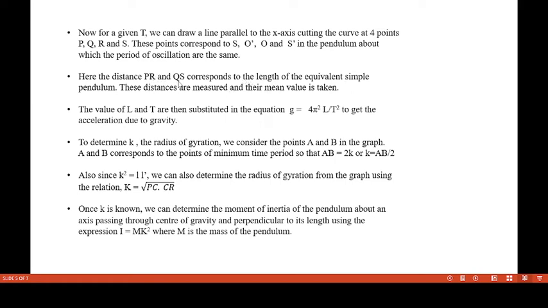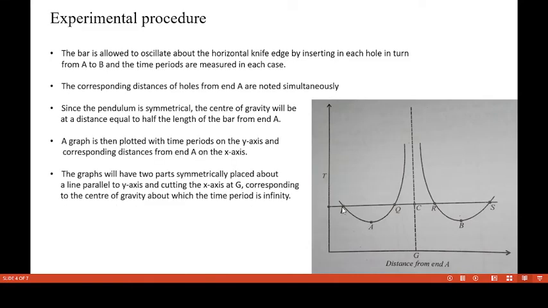Here the distances PR and QS correspond to the length of the equivalent simple pendulum. These distances are measured and their mean value is taken. So we know that PR is the length of the equivalent simple pendulum. Last class we've seen that the distance from the center of suspension to the center of gravity, which is C here, will be small l, and the distance CR will be L dash. So the distance L plus L dash will give the length of the equivalent simple pendulum, which is capital L.